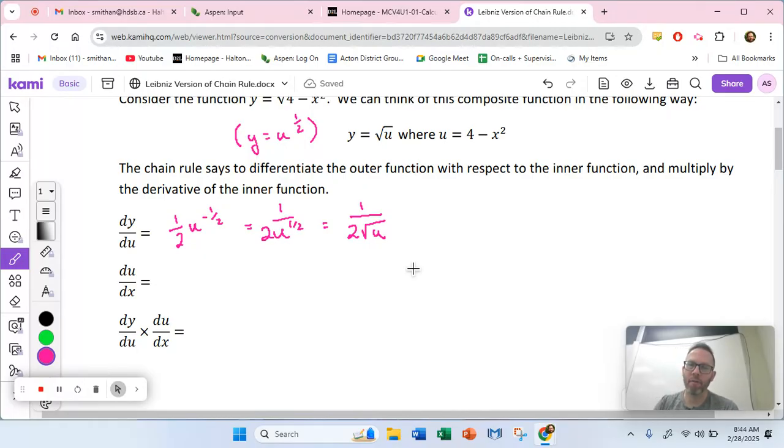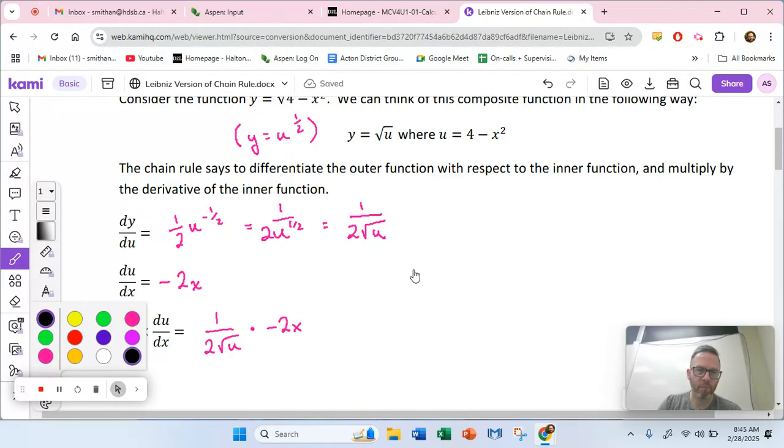Now du by dx, so u equals 4 minus x squared. That's not too bad. Just bring down the 2. So that derivative is minus 2x. And so the chain rule says you multiply these two things together. Therefore, dy by du times du by dx would look like 1 over 2 root u, multiplied by negative 2x, and we can divide out those 2's there.